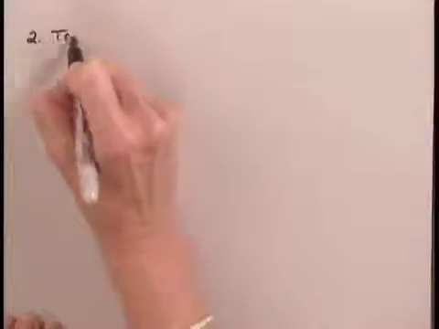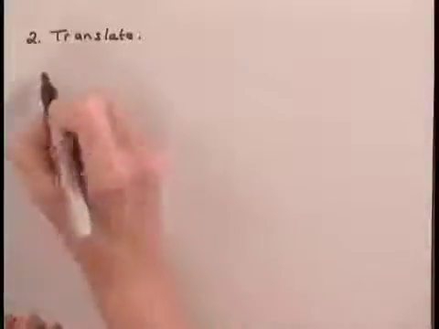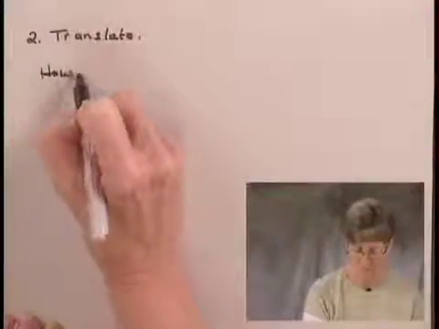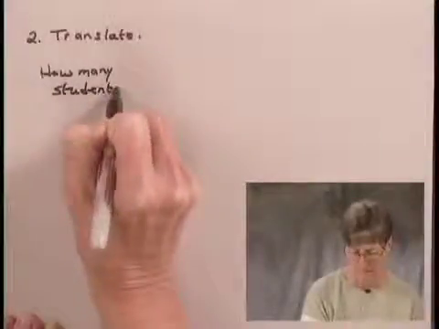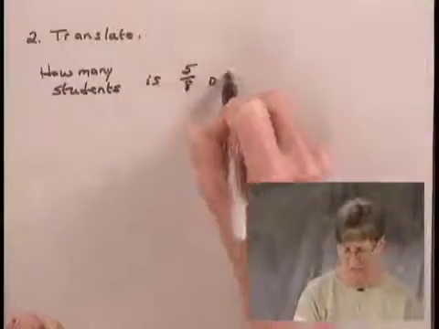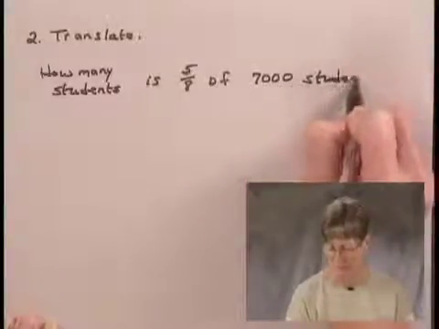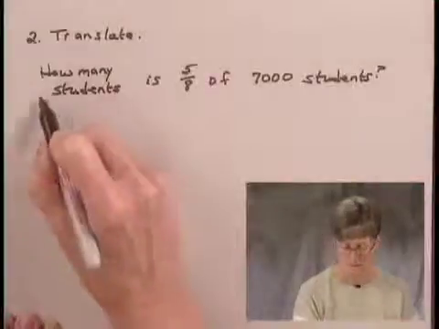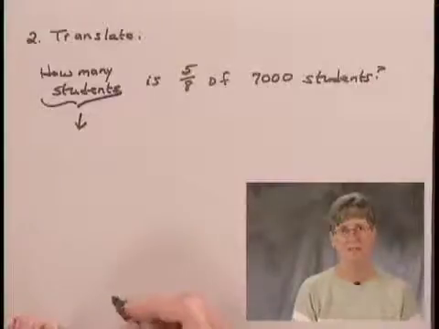Now, the second step of our process is to translate this problem to an equation. And the translation would go something like this. We would say, how many students is 5/8 of 7,000 students? How many students, that's what we're looking for, and we assigned that the variable named D.